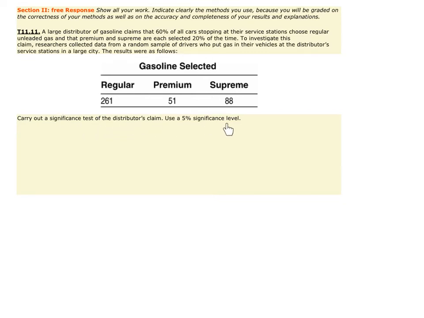Use a 5% significance. So again, first question: goodness of fit, independence/association, or homogeneity. This is clearly one sample and one variable that was measured, so this is going to be a test of goodness of fit. So for my state, I would first state it's a chi-square goodness of fit test. That is basically my statement.